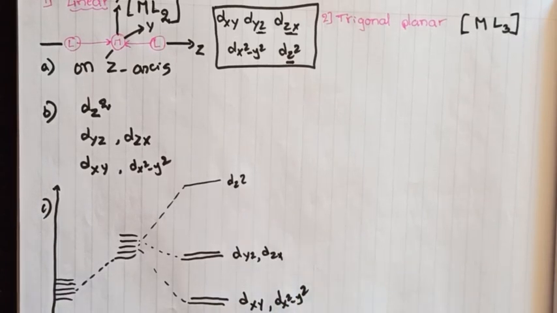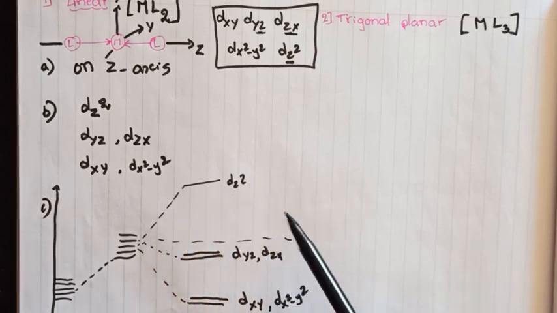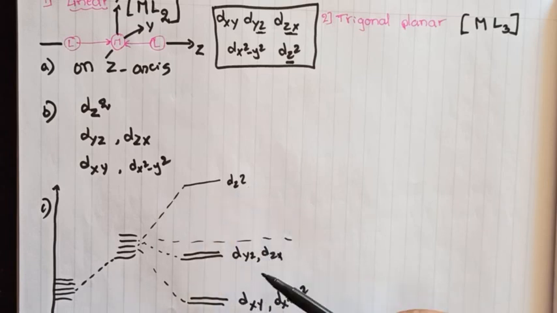So this is the way you can see the 5 degenerate d orbitals of a linear complex undergoing splitting into 3 different energy levels. The one getting the highest energy is the dz square orbital, followed by dyz, dzx, and the least one is dxy and dx square y square. So that's about splitting of d orbitals in linear.